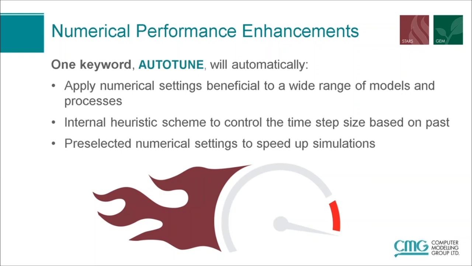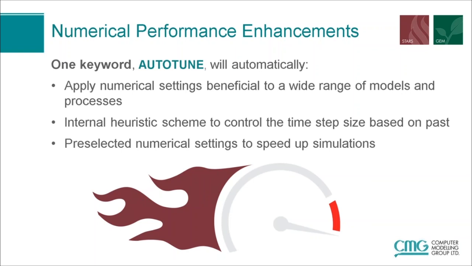So CMG in 2017 has taken numerical tuning to the next level with the introduction of a new keyword called AUTOTUNE. This AUTOTUNE feature is a big shift in how numerical tuning can be done. It introduces simulator internal numerical tuning and can be implemented by inserting only one keyword into your data set. When you add that one keyword, being AUTOTUNE, your simulator is going to use internal artificial intelligence-based adaptive time stepping to control the time step size selection, as well as various other internal numerical parameters.